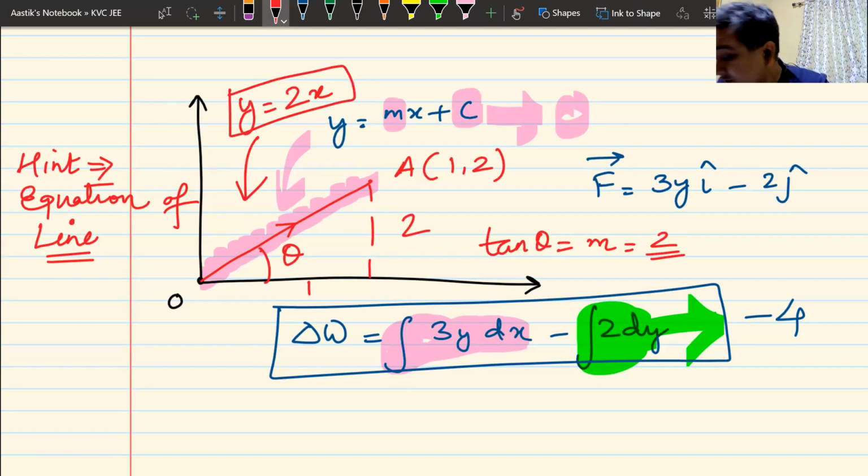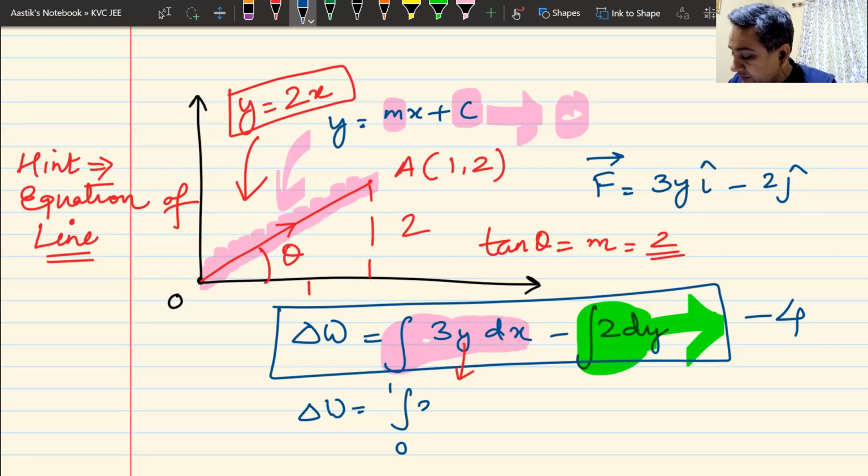Do we understand this? Once we understand this, instead of y we put 2x. And you see what happens then. Integral of, remember, x from 0 to 1, 3 times the value of y, which is 2x, into dx. I just need to calculate this integral. 6 integral of x dx, x varying from 0 to 1.